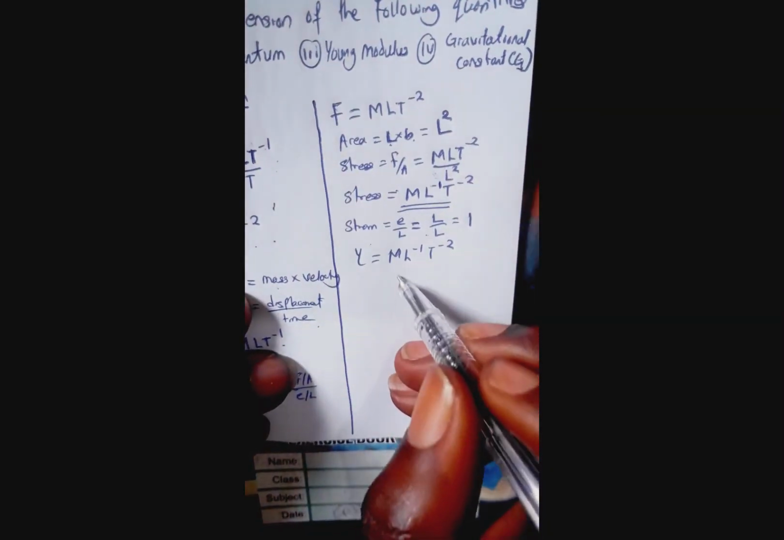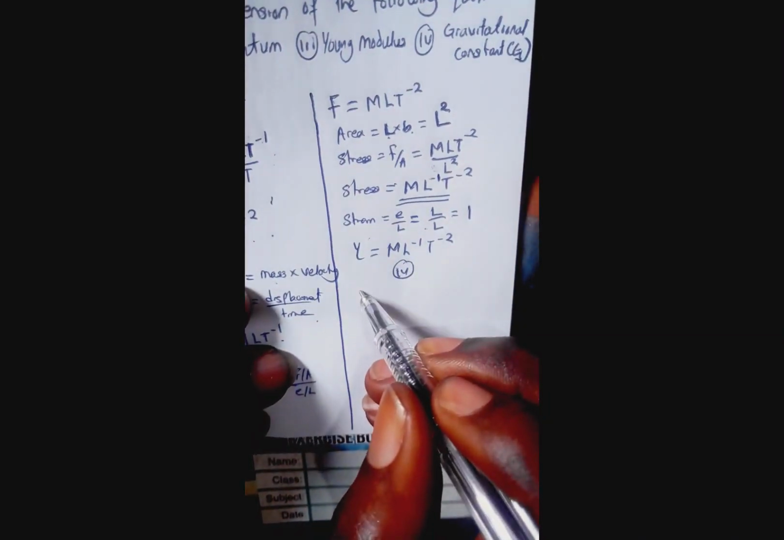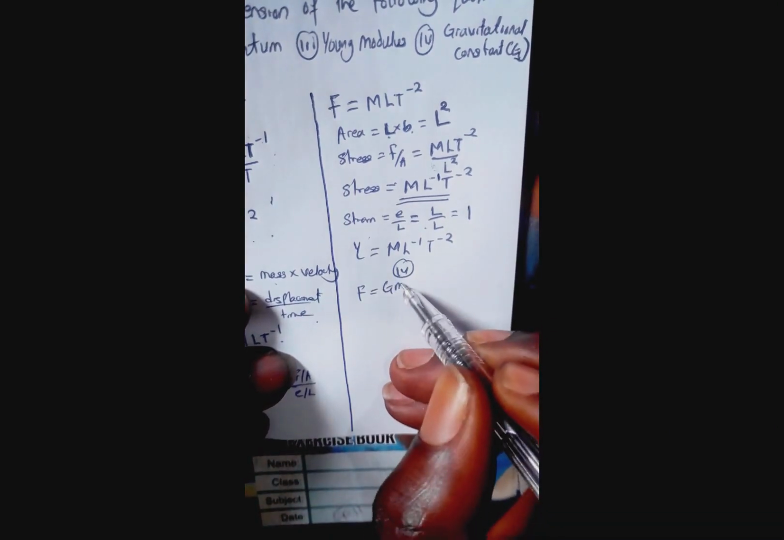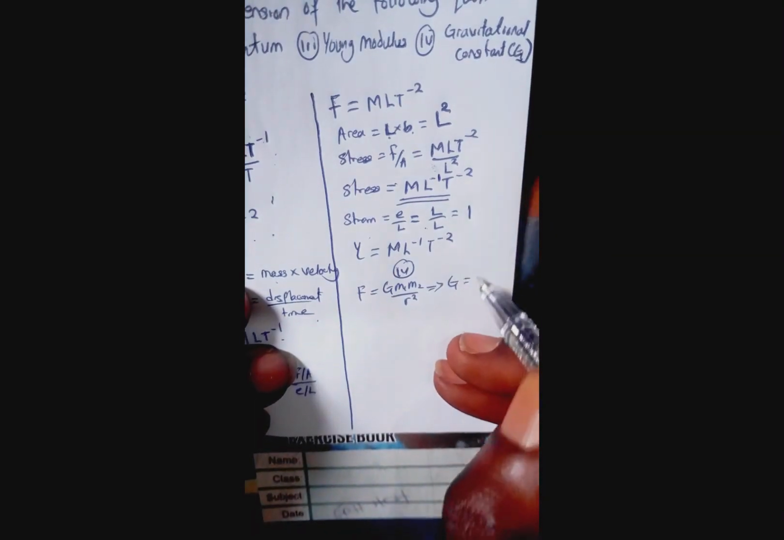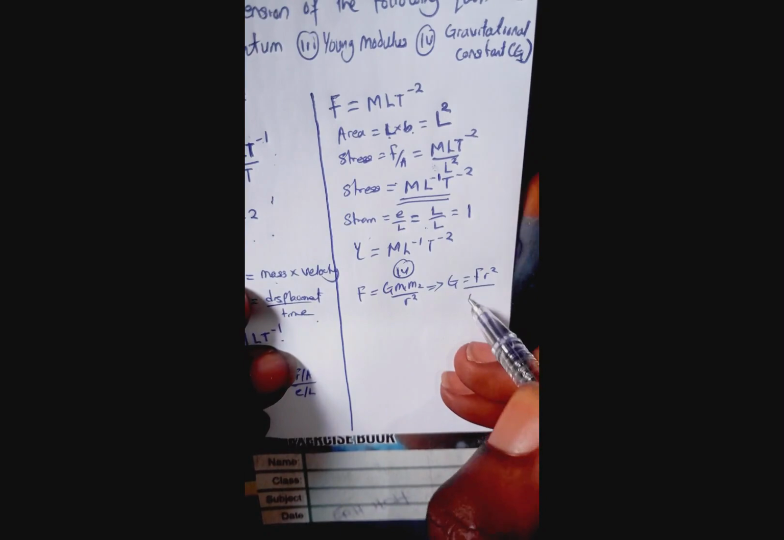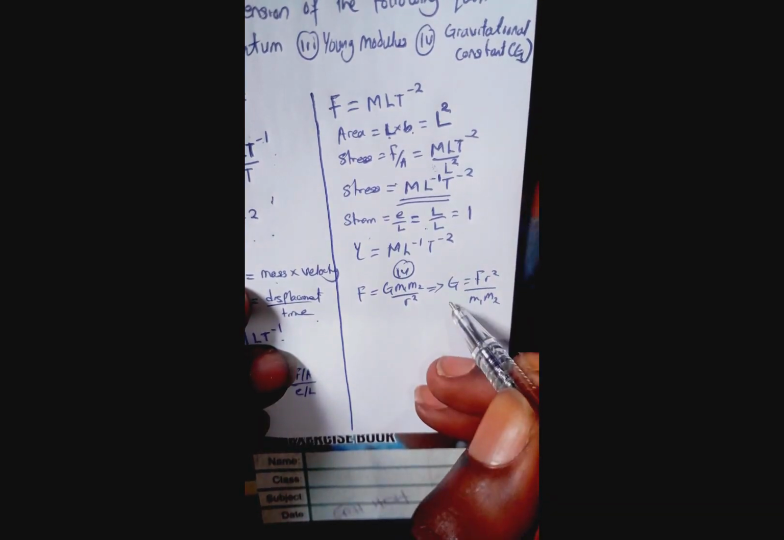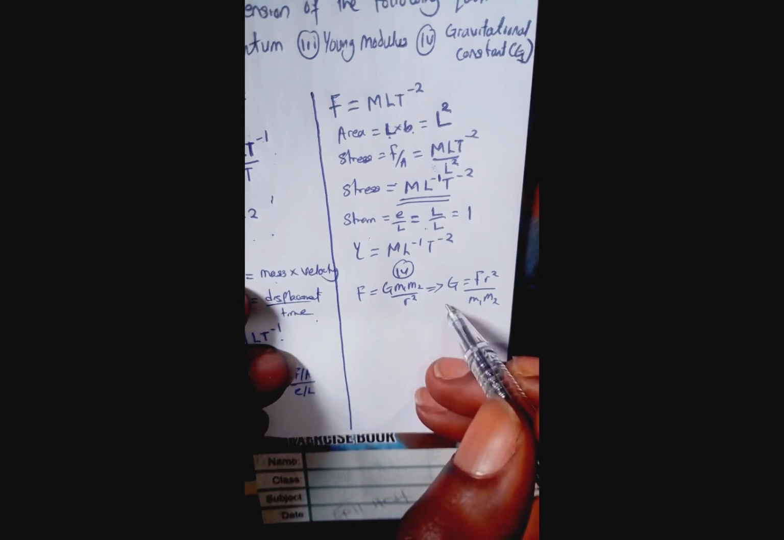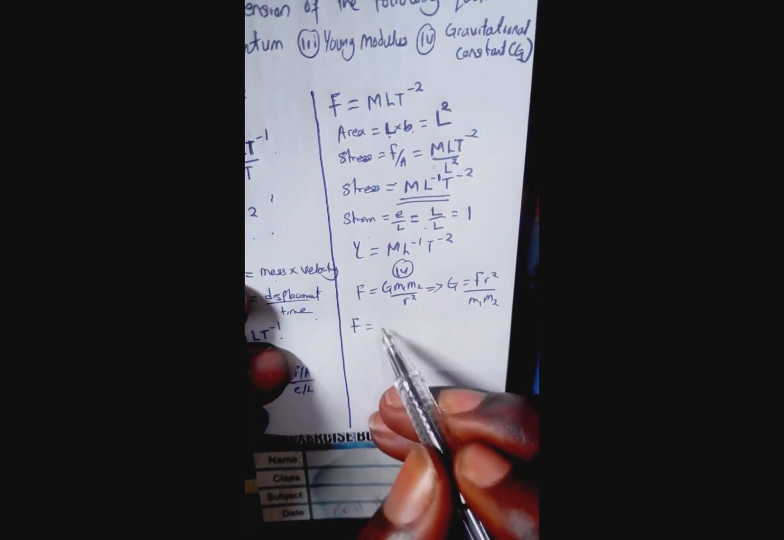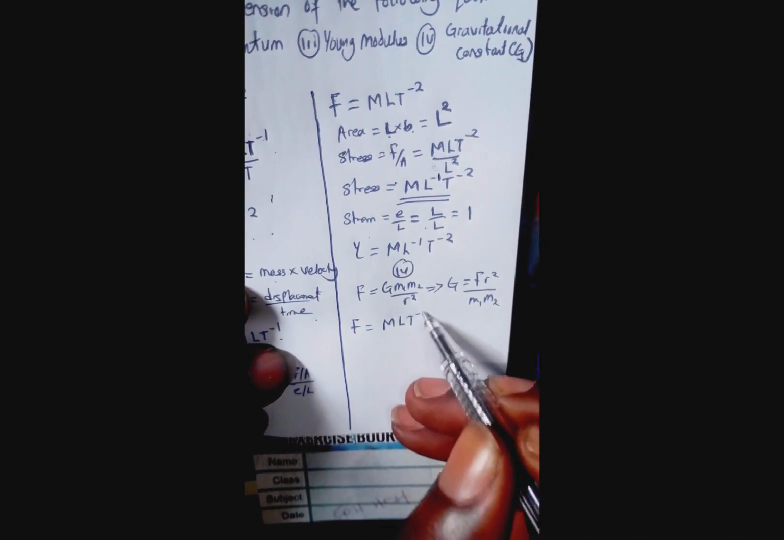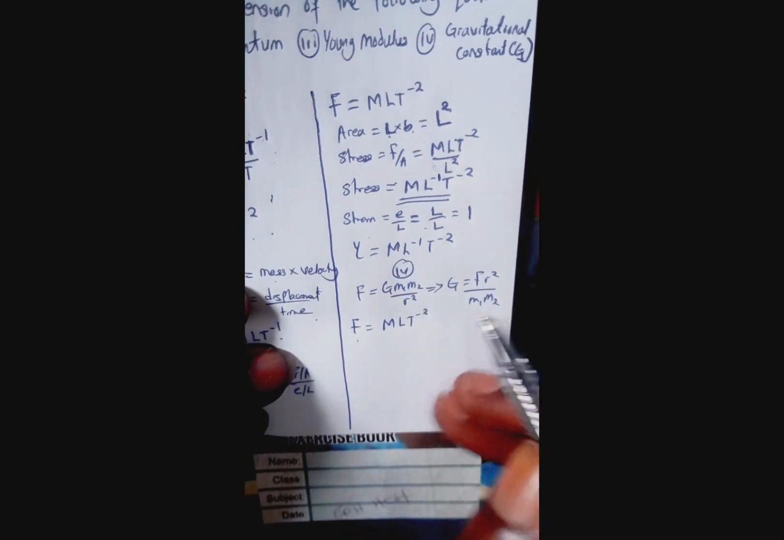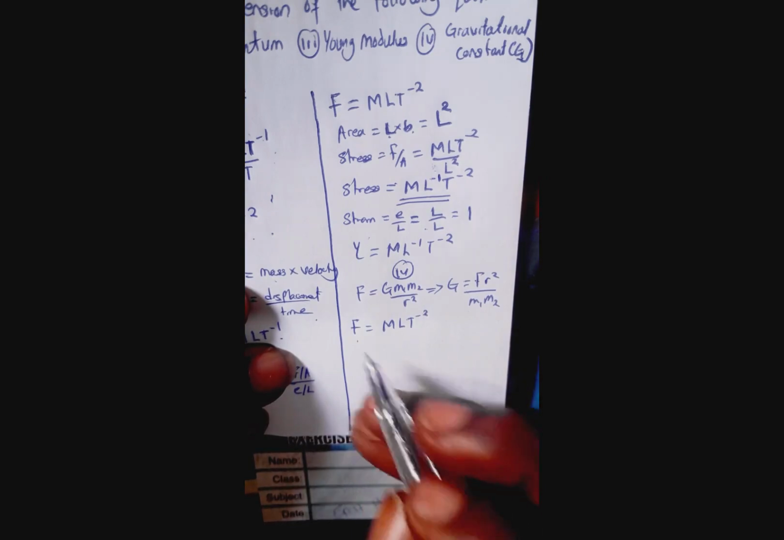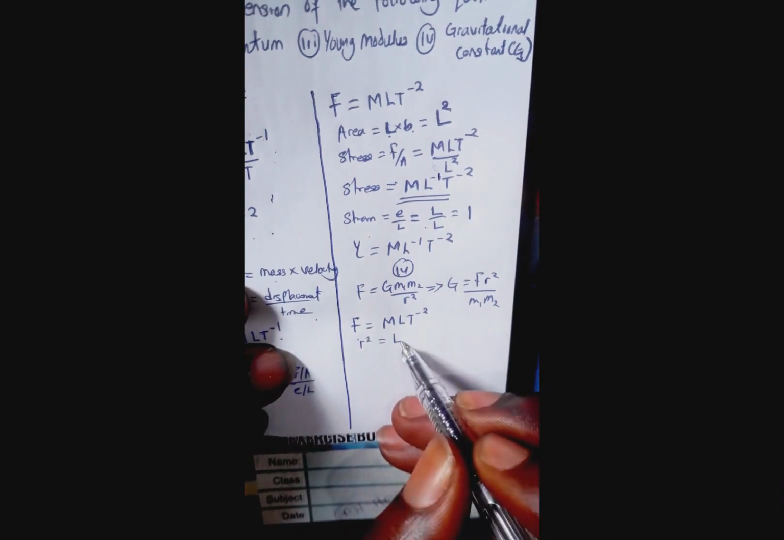Now for the last one, which is gravitational constant. If you remember, F equals G M1 M2 over R squared. That means our G is going to be F R squared over M1 M2. We make G the subject of the formula since we are looking for the dimension of G. Recall, the dimension of force is MLT minus 2. We have solved that before. The dimension of mass is M. For the radius, we're just talking about distance, so that's going to be L. So the dimension of R squared, which is radius squared, is going to be L squared.